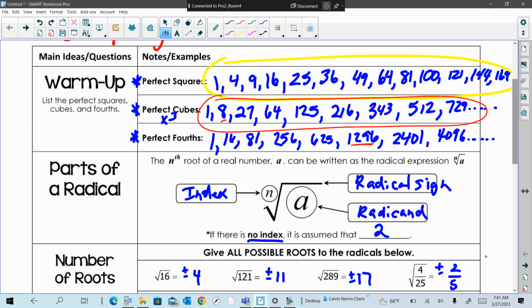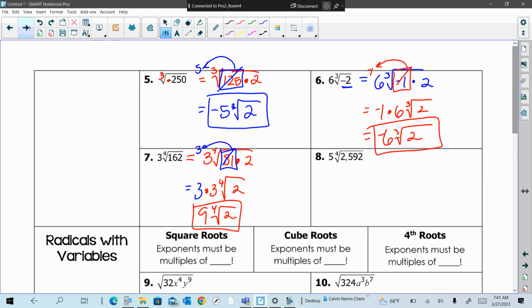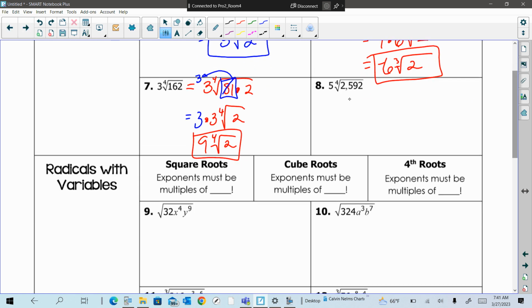So I'm picking that number as a perfect fourth root. So the 5's outside. There's the 1296 times 2. This is the perfect fourth root, which is 6. That 6 gets multiplied to that 5, so the answer is 30 fourth root of 2.